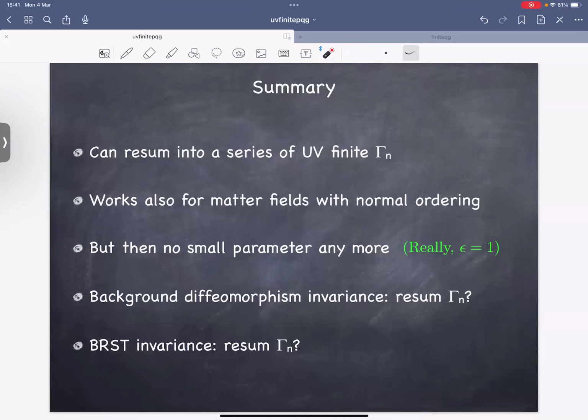I haven't shown you that the same is true for BRST invariance. The argument's a little bit more complicated, but it goes through. You can show that BRST invariance can be expressed in terms of things very much like the gamma n that I've just showed you. But in order to recover BRST invariance, we would have to sum over all of these guys. So what have we got? Well, by reorganizing the perturbation series, we've got something which is UV finite order by order in these gamma n.